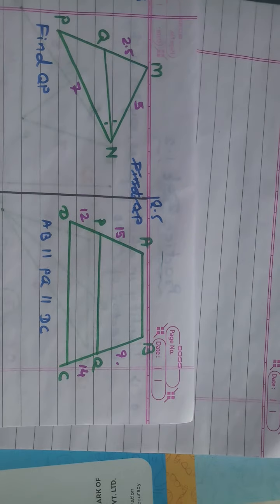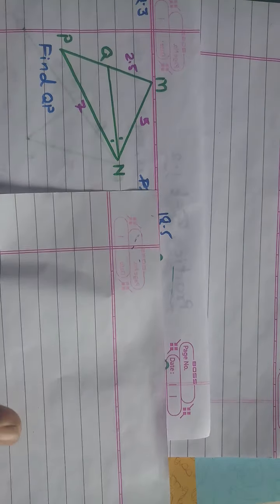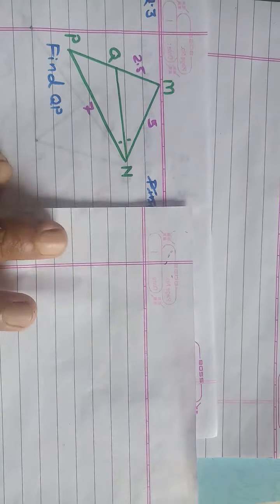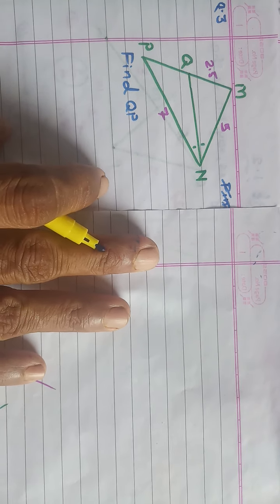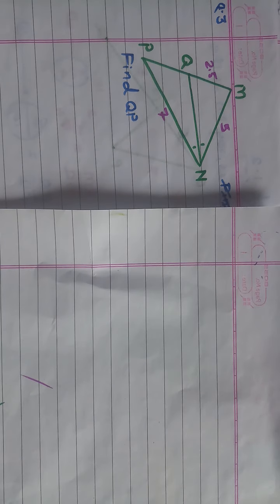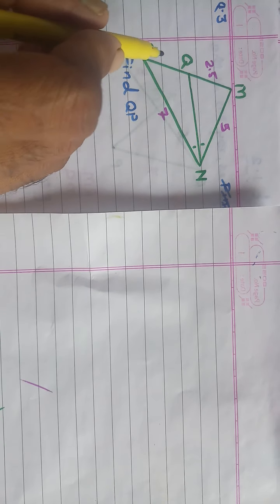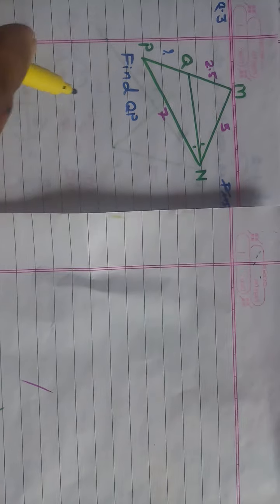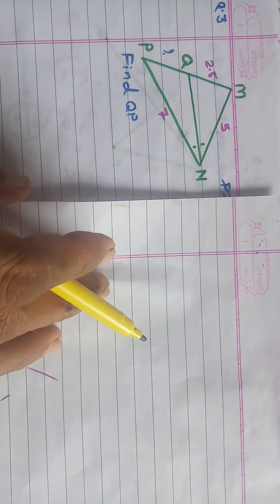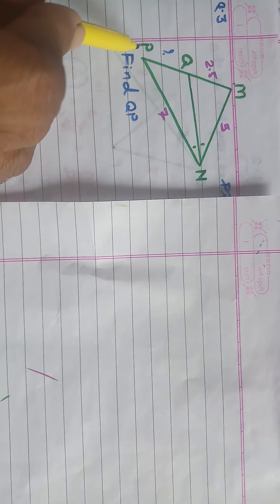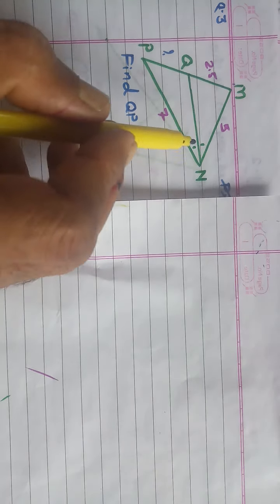Question number 3. Now the measurements, all measurements are given. We have to find the QP. This is what we have to find. What they have given, NQ. NQ is a bisector of angle M and P.